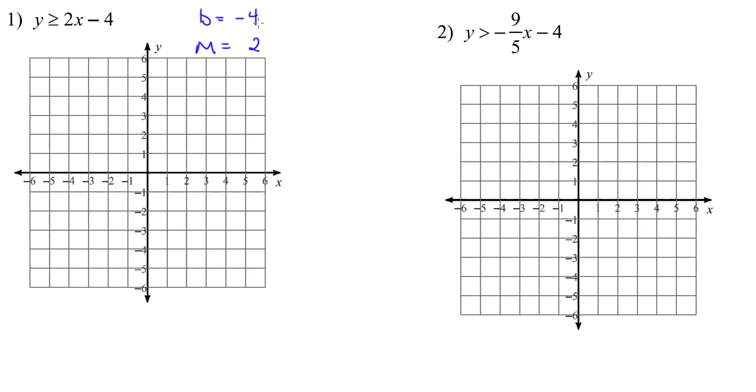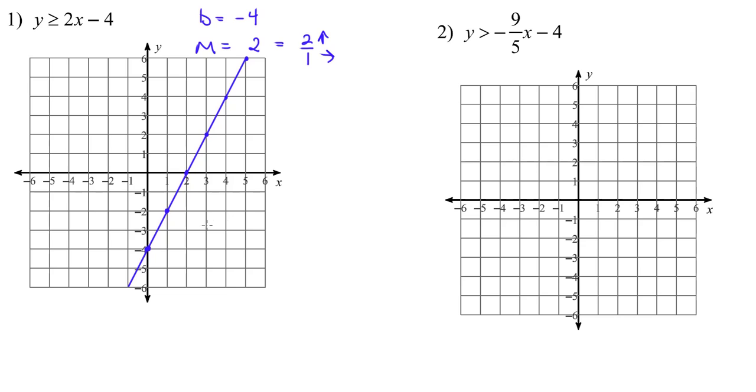So I'm going to begin with my y-intercept. I'm going to place a point on negative 4. And then I'm going to move the way my slope tells me to move. A positive 2 comes from the fraction 2 over 1. That means move up 2 and right 1. So I'm going to move up 2, right 1, place a new point, up 2, right 1, and I like to keep going for as far as I can. So up 2, right 1, up 2, right 1, up 2, right 1. And since this is an or equal to, we're going to graph with a solid line.